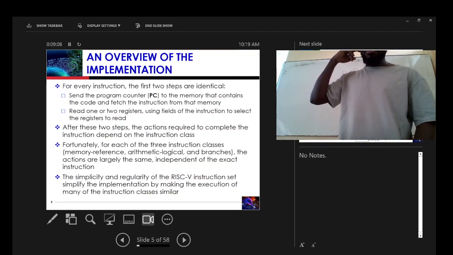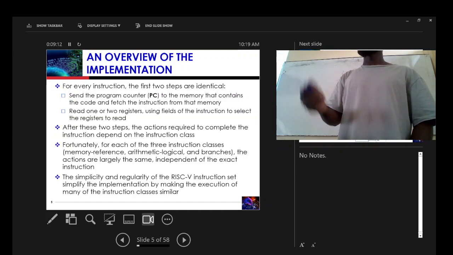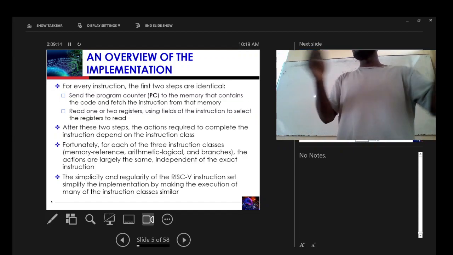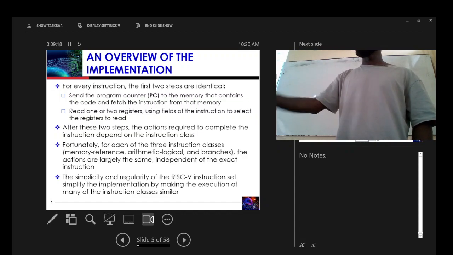Now we know all these things already. How instructions flow from the instruction memory to the registers, to the data memory and all of that, right? We know that already, right?